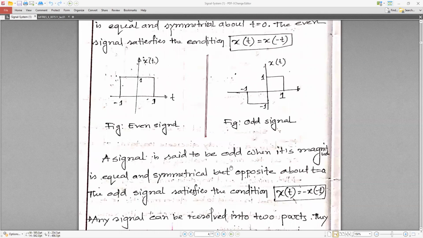So the conditions are x(t) = x(-t) for the even, and for the odd, x(t) = -x(-t). So a minus will be there in the odd condition. Remember the conditions here: x(t) = x(-t) is for the even signal.